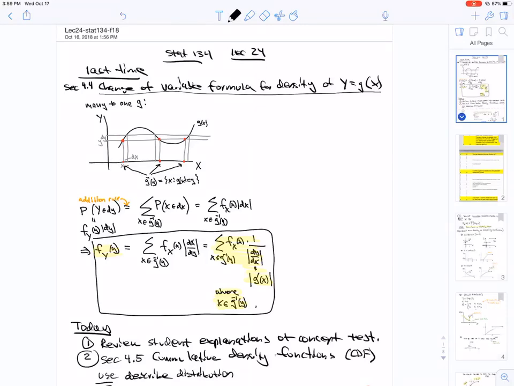Hello, it's Stat 134, Lecture 24. Last time we did the change of variable formula for densities. So here is a picture of a many to one, or a 3 to 1, function. And the change of variable formula has the following idea.